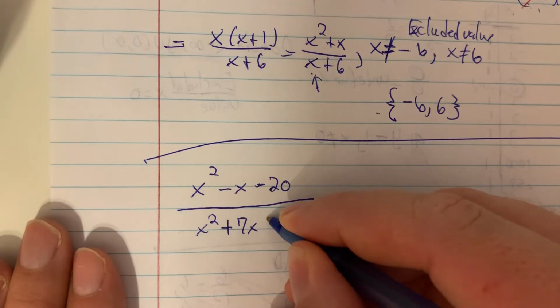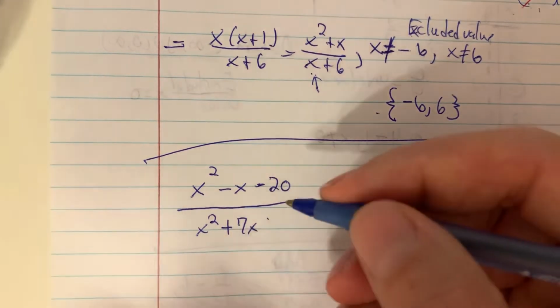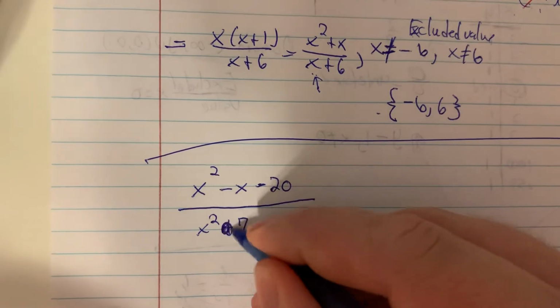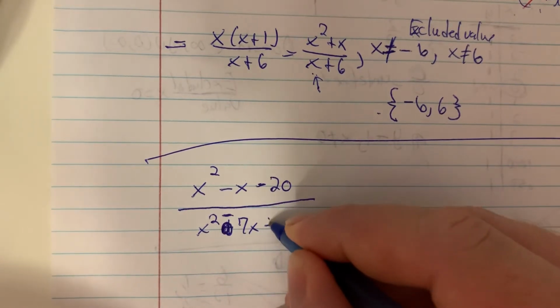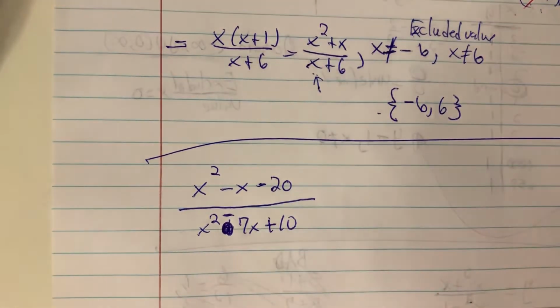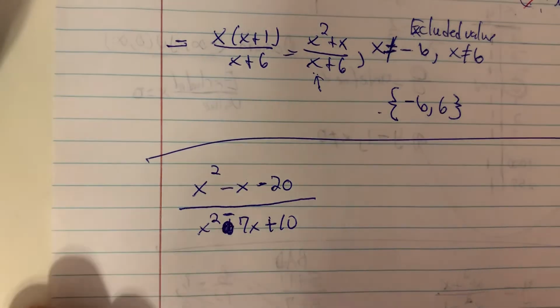Hold on. No. x squared minus 7x plus 10. I apologize. And so you're going to try to see if you can both simplify it and state the excluded values. Pause the video, see if you can do it, and then unpause the video and I'll go over it.